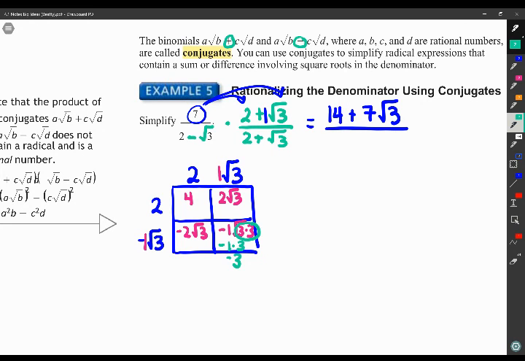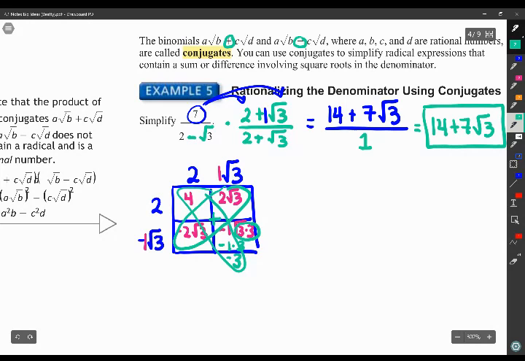And now when I look at diagonals, I have 2 things that I can do. These 2 added together give me 0. These 2 added together give me 1. So this is a 1 on the bottom, and anything divided by 1 is itself, so my answer is just going to be 14 plus 7 root 3.